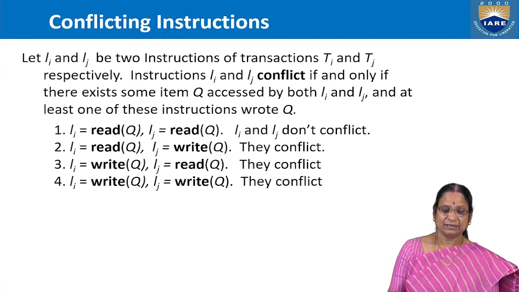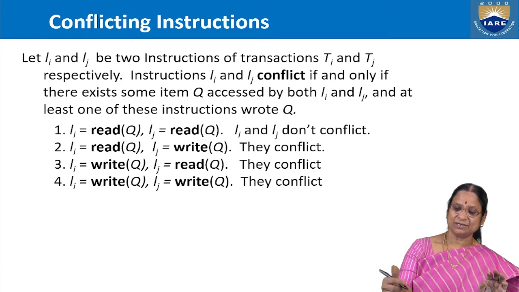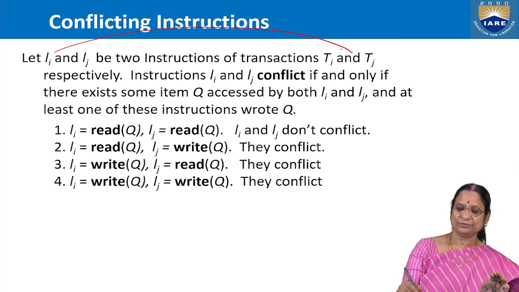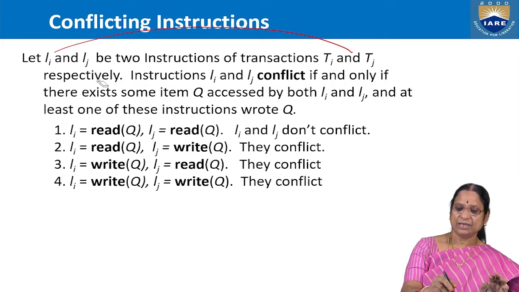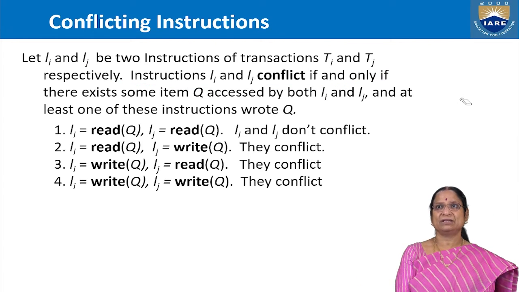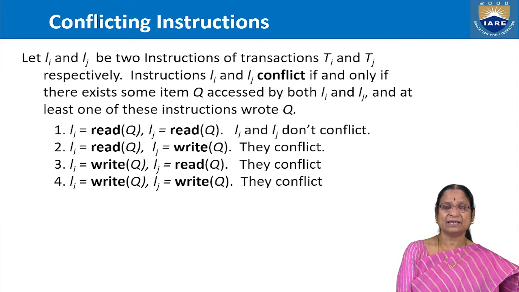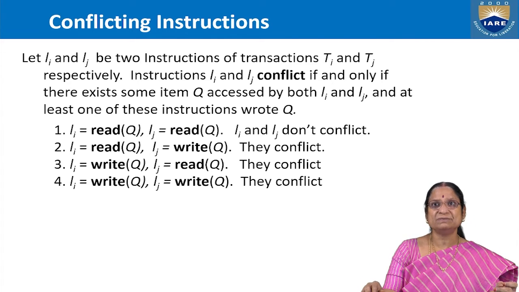Let Li, Lj be two instructions of the two transactions Ti, Tj. Two transactions we are taking. Li is related to Ti and Lj is related to Tj. If those two instructions are there, two transactions are executing interleavingly, Ti, Tj, let us assume that. If Li, Lj are there, we will say Li, Lj conflict if any one of these four properties is going to be satisfied.